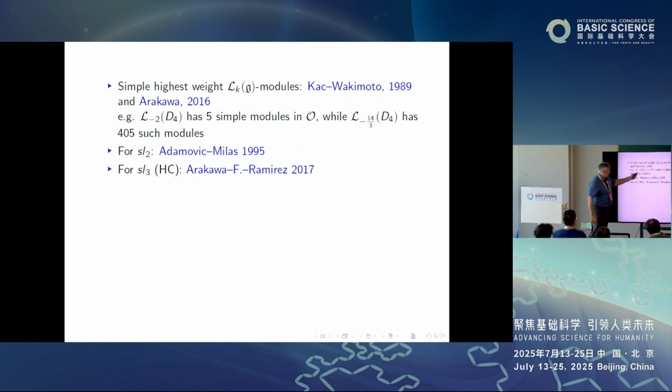So, for example, you see in category O, for D4 central charge -2, there are only 5 simple modules. But for that strange central charge, -14/3, it's already 405 such modules. For SL2, this is an old result of Adamović and Milas, classification of such modules. And for SL3 in Harish-Chandra category with Tomoyuki and Ramirez, we have a description.